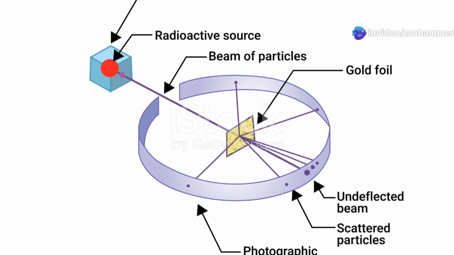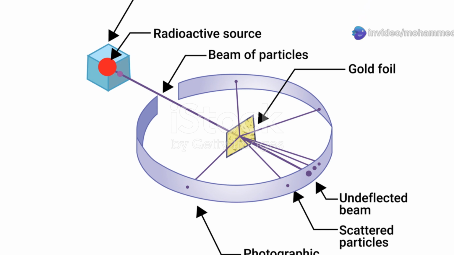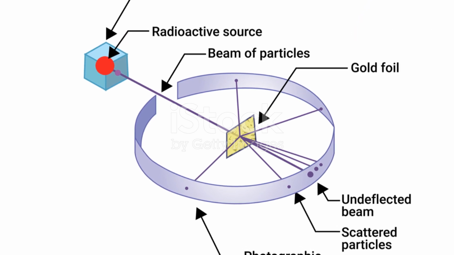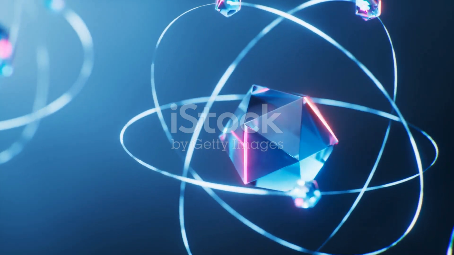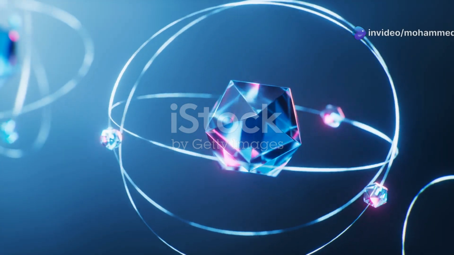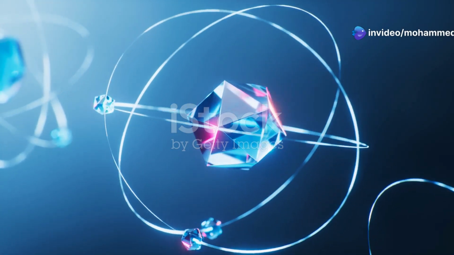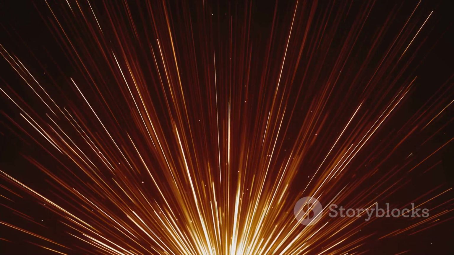Early in the 20th century, a physicist named Ernest Rutherford conducted an experiment that would revolutionize our understanding of the atom. He fired alpha particles, which are positively charged particles, at a thin gold foil. To his astonishment, most of the alpha particles passed straight through the foil. Only a few were deflected at large angles.